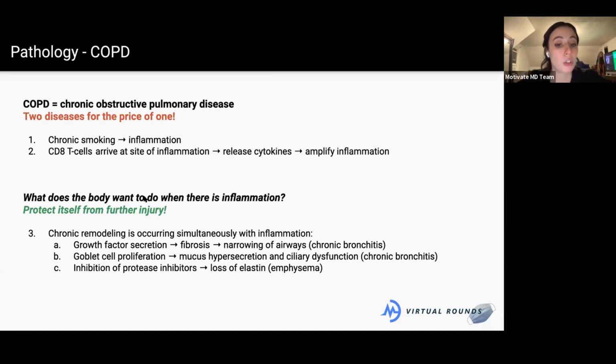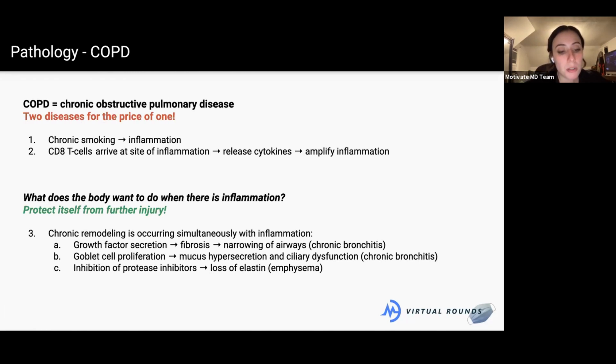So what does the body want to do when there is inflammation? It wants to protect itself from further injury. It really tries to help us out. So what happens is this chronic remodeling. This means that you'll have growth factor secretion. These growth factors cause fibrosis of the airways in order to try to eliminate or decrease some of that inflammation and injury that's going on. This ends up narrowing our airways. So this can cause this chronic bronchitis part.